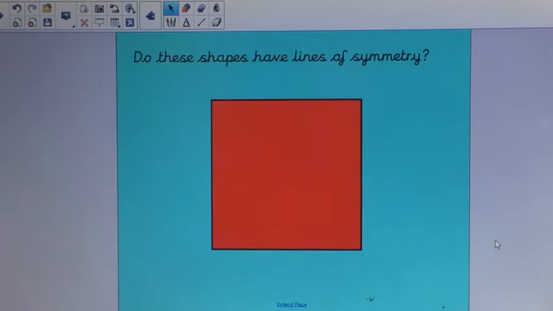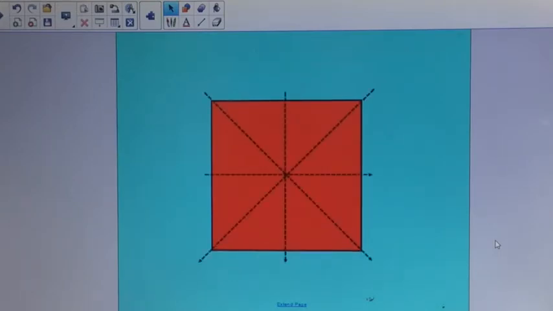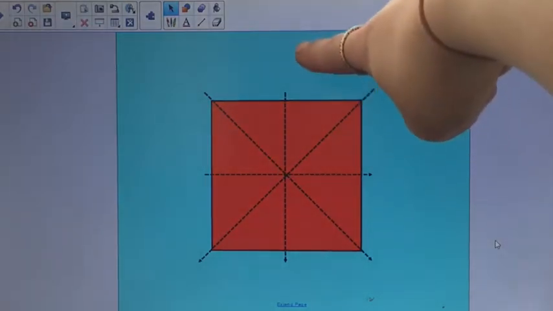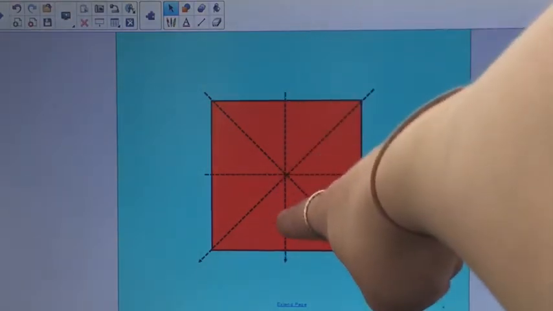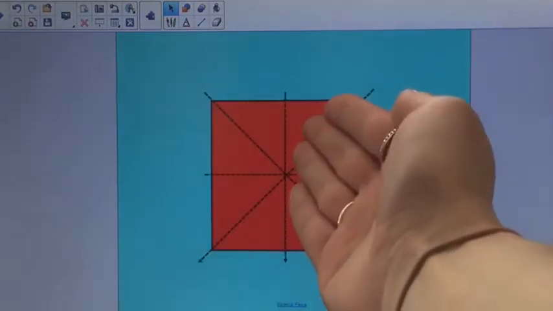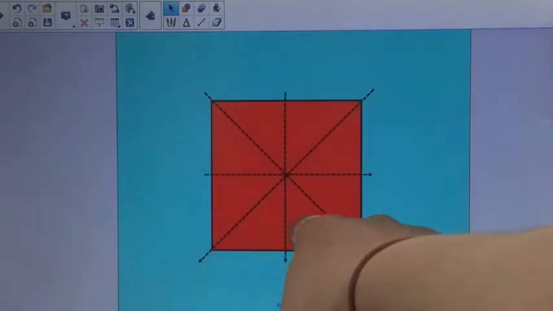Okay, let's go through it. So these were the lines of symmetry that I found. Okay, so hopefully you got all of these. Well done if you did. So the first line of symmetry is the most obvious one. It's the line all the way down the middle from top to bottom, and you'll see that either side of that line, the square is exactly the same.